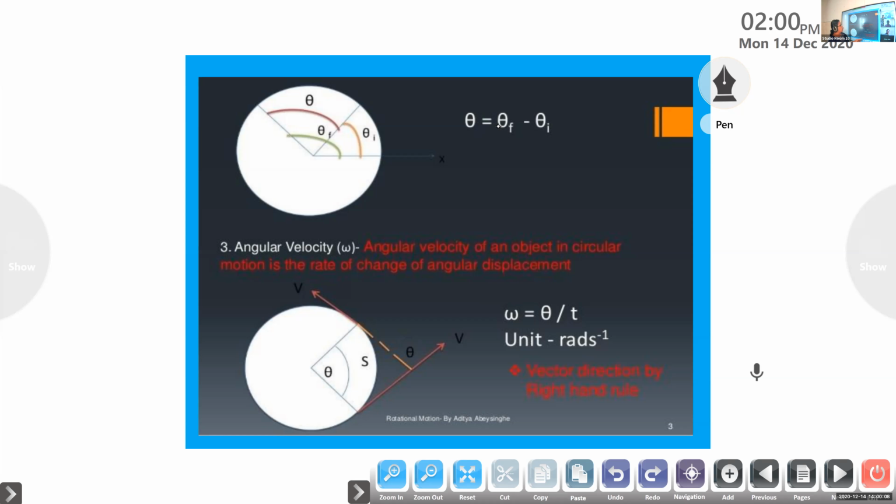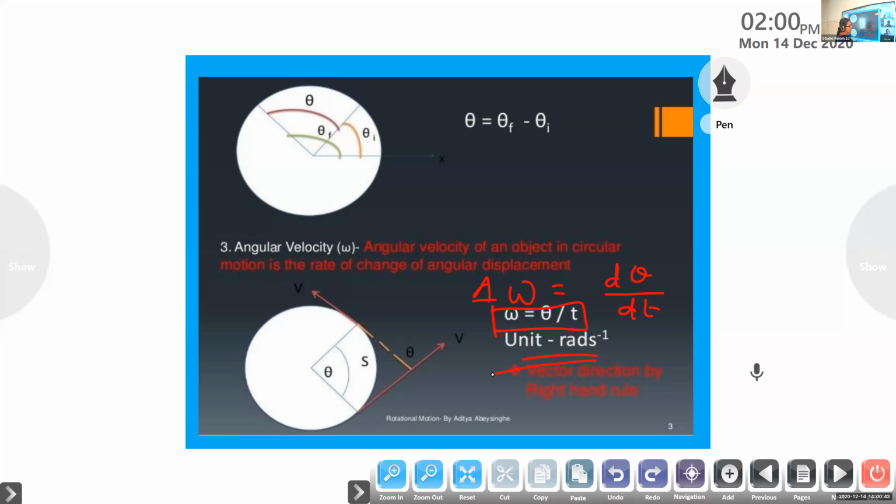So next is angular velocity omega, theta by t. With that you can write omega also as d theta by dt. This is the magnitude. If there is a change, then you can write d theta by dt. We have already learned this. The unit of angular velocity is radian per second. In linear motion it is meter per second, here it is radian per second. We have already discussed this, so I don't have to draw. Just write, because it is a revision.